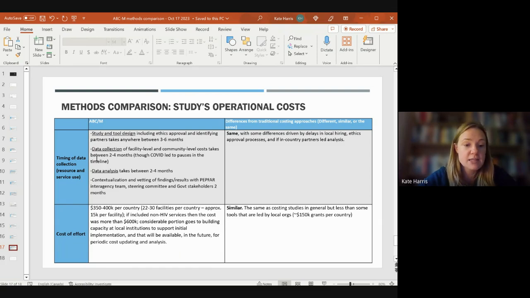On the costs, it can cost about $350,000 to $400,000 per country for 20 to 30 facilities. This is in the ballpark range of other costing studies with similar approaches. And it can be much more efficient if local partners are used, which can take the cost down substantially.